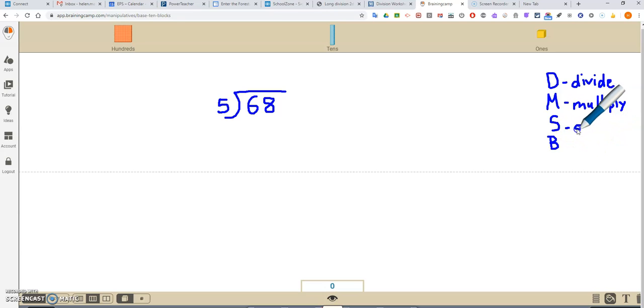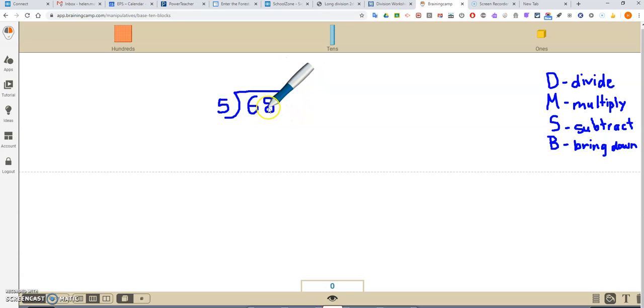S, sister says subtract. This step is very important. Always subtract. Do the subtraction before brother comes by. The pesky brother says bring down. A lot of kids want to bring down before they subtract, and then they get messed up. So if you're going to follow the algorithm, you have to do it using this order, or you might mess up.